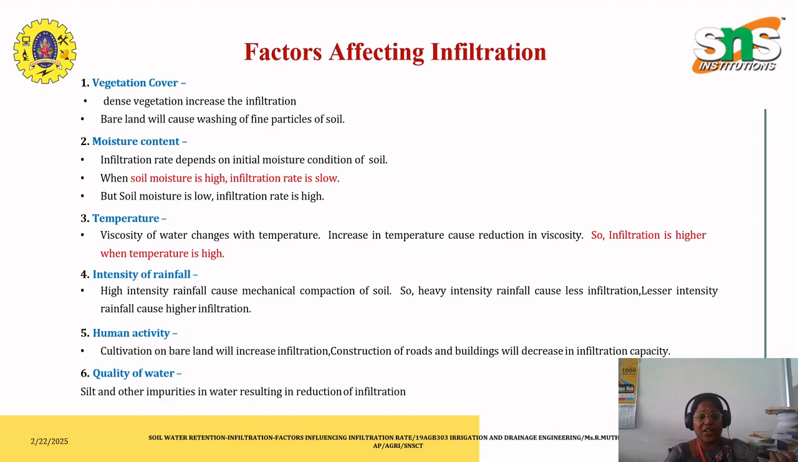The next factor is temperature. The infiltration will be higher when the temperature is high, because the viscosity of the water changes with temperature. An increase in temperature causes a reduction in viscosity. The intensity of rainfall is the next factor. Higher intensity rainfall causes mechanical compaction of soil, so heavy intensity rainfall causes less infiltration, and lesser intensity rainfall causes higher infiltration. The next factor is human activity. Cultivation on bare land will increase infiltration, and the construction of roads and buildings will decrease infiltration capacity. The next factor is quality of water. Silt and other impurities in the water result in reduction of infiltration.